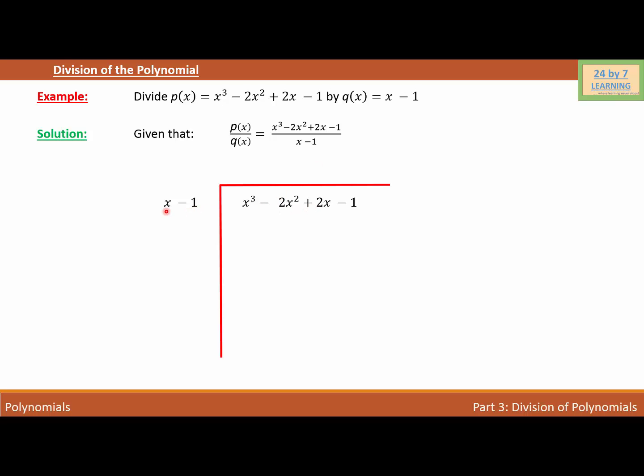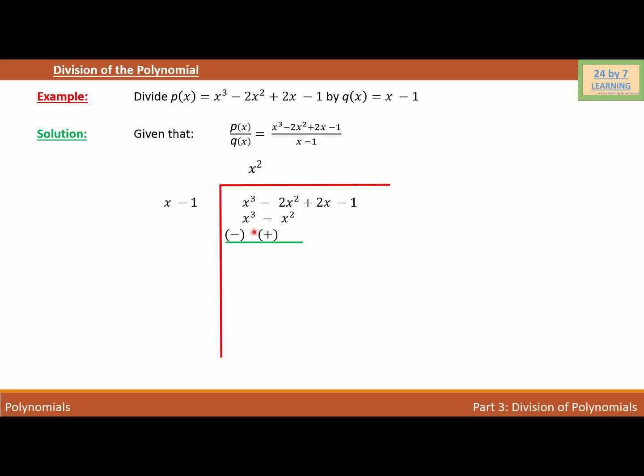Let's look closely. The order of x is 1 over here and the order of x is x to the power 3. There's only one way we can get x cube: if we multiply this whole thing by x squared. So let's multiply x minus 1 by x squared. If we do that, we will write x squared times x is x cubed, and x squared times negative 1 is negative x squared.